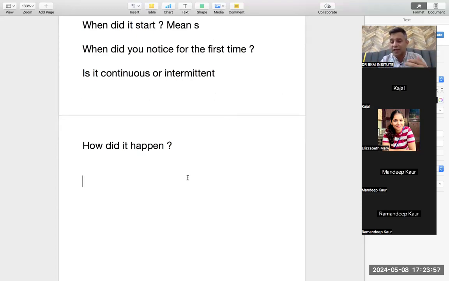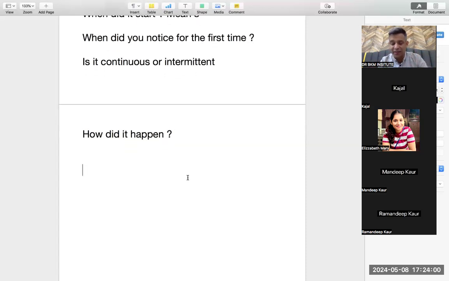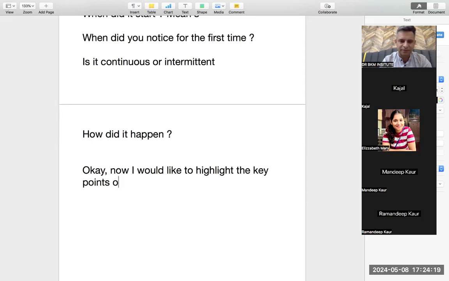The marks that you will get is again in the end. Okay. So when you explain everything to the patient, you'll say, okay, now I would like to repeat, or I would like to highlight the key points of our conversation again.